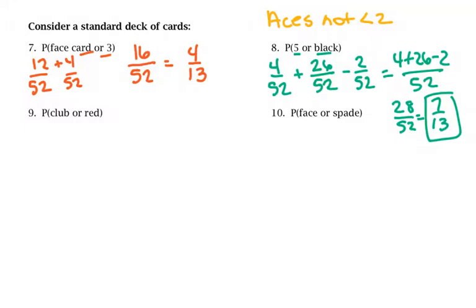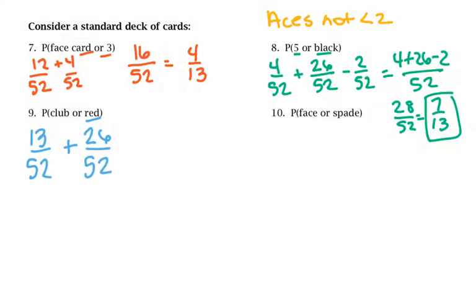Okay, the probability of getting a club or a red. So the probability of getting a club is 1/4 or 13 out of 52. It's probably better to leave your denominators big instead of reducing your fractions here, because you're going to have a lot of fractions to add, and if they all have common denominators, you want to keep it that way.